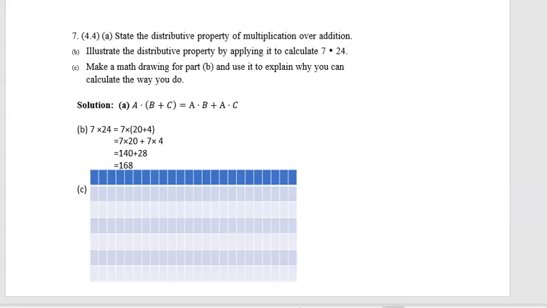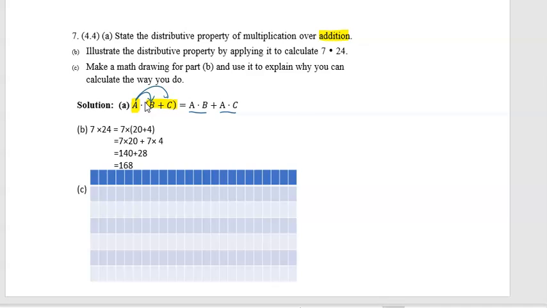First of all, we distribute A to the parentheses of B plus C, because they said over addition. It could be subtraction; over addition, subtraction also works. So when we distribute A to B, it's A times B, and then plus A times C. So that's the distributive property.